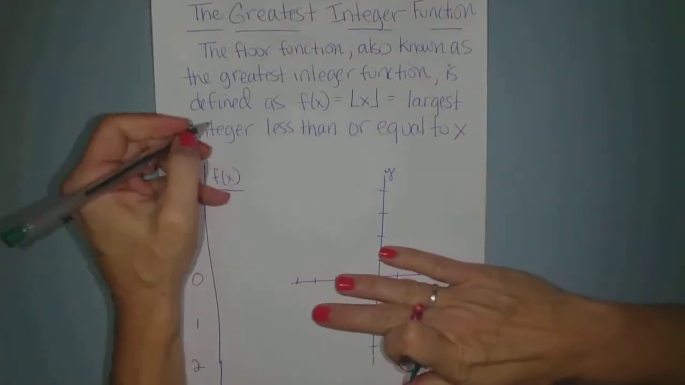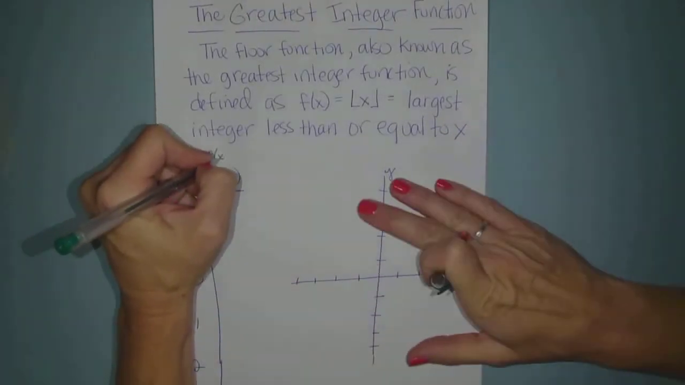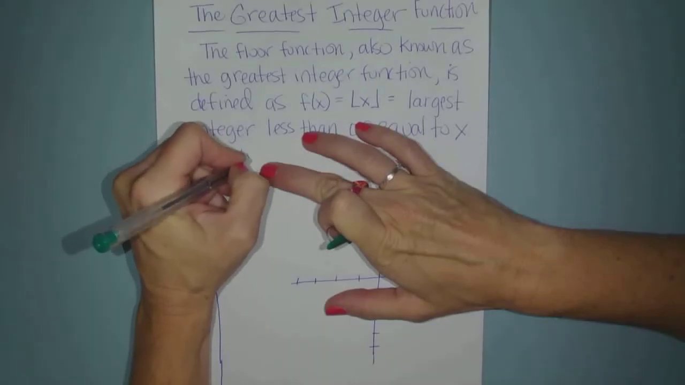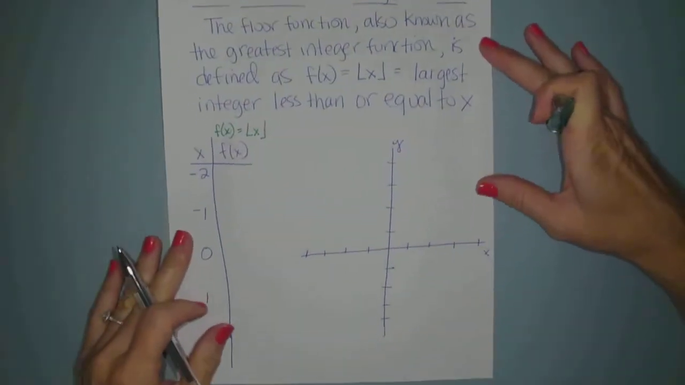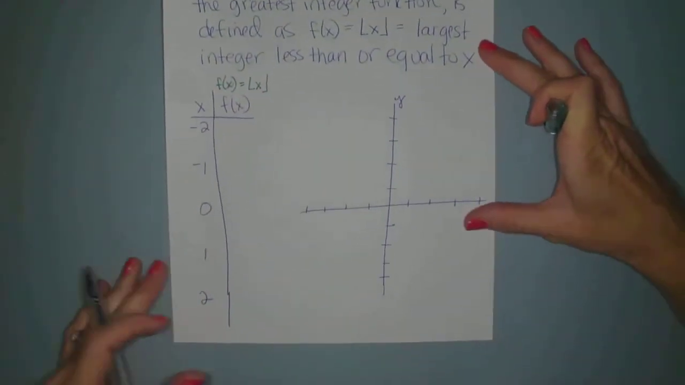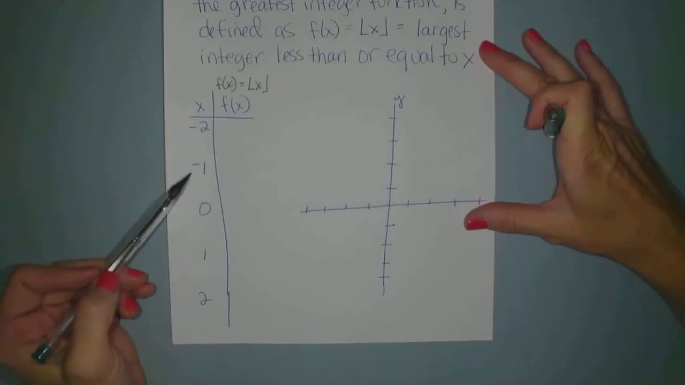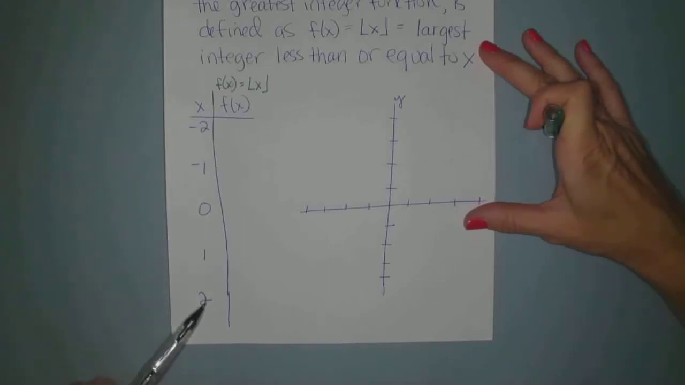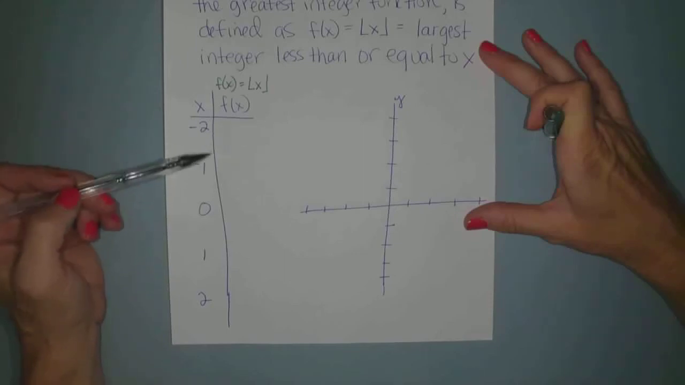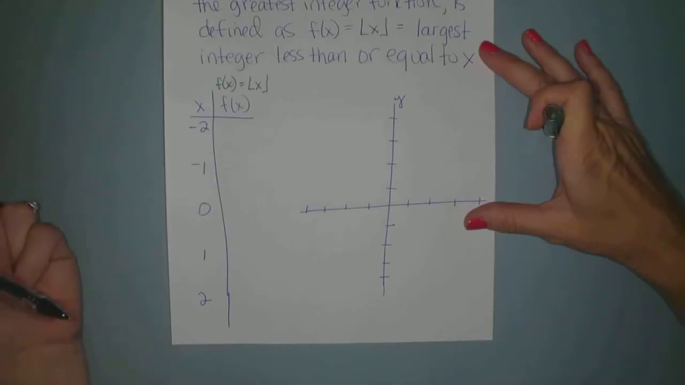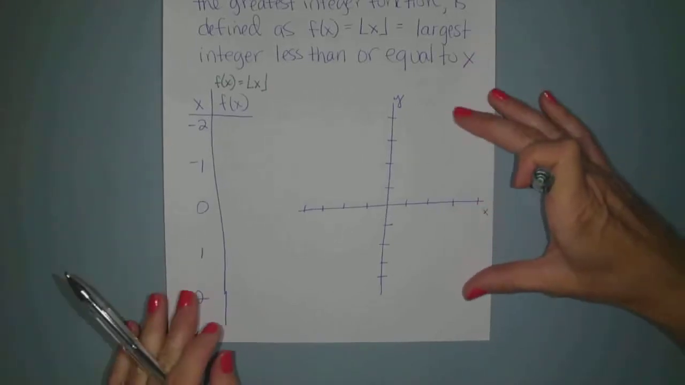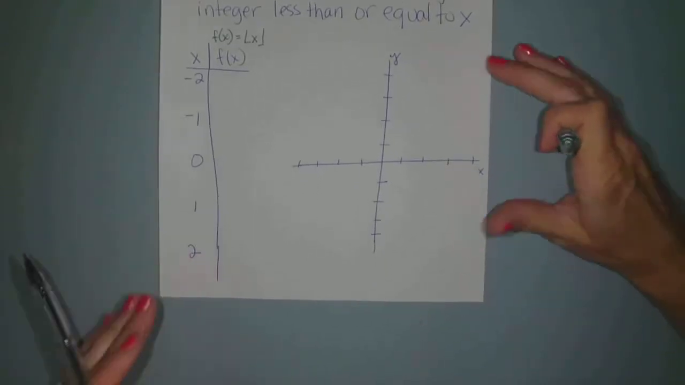Keeping in mind that my f of x here is my greatest integer function of x, I'm going to fill out this table. What I did here on my table is I chose some negative integers, 0, and some positive integers. Notice I left some space in between, and we'll get to why in a second. But let's actually just focus on the bottom half of the table right now.